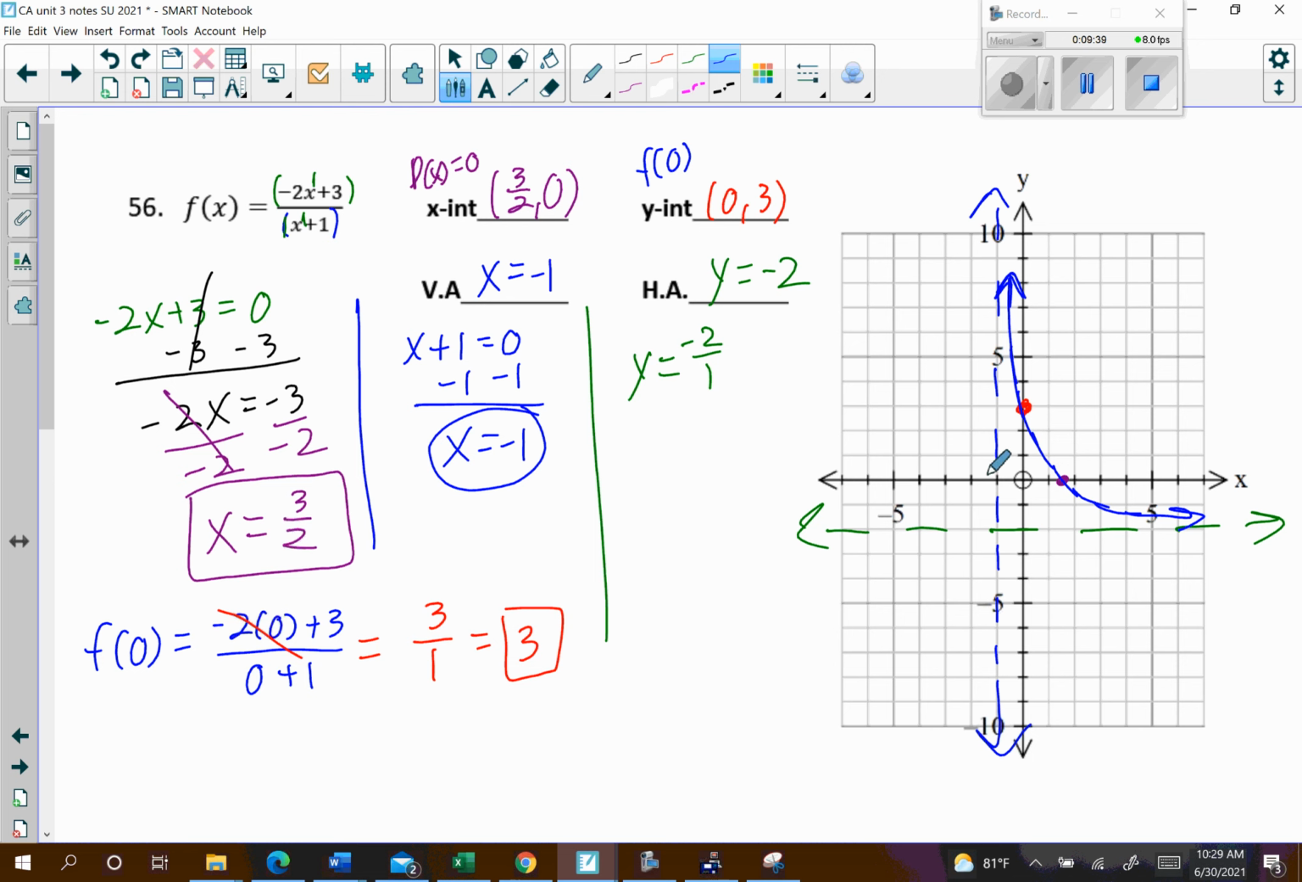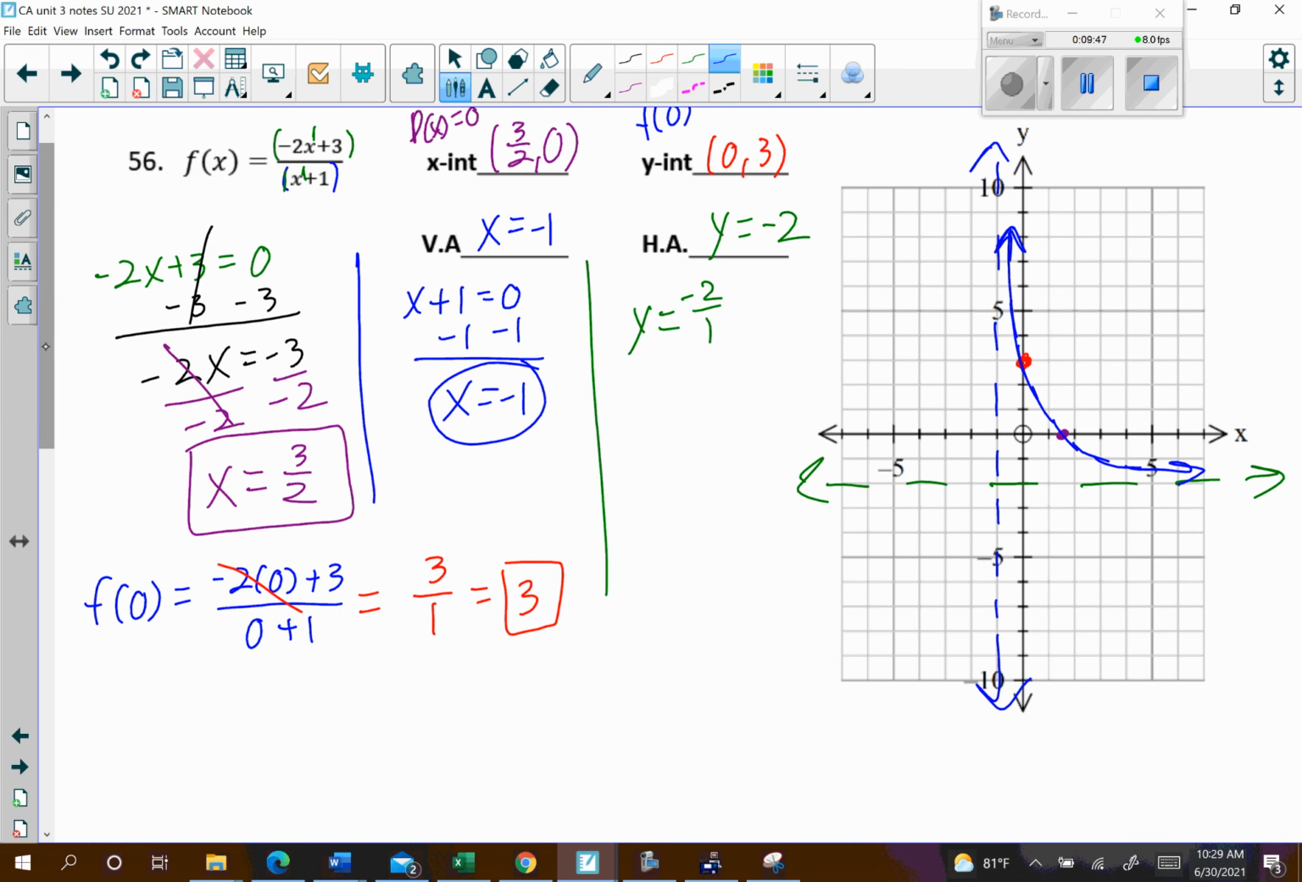We need to plug something in. So I could plug in like negative 2 or negative 3. It doesn't really matter. I'll probably plug in a couple just so we can get that practice again on how to plug values in. So let's start with f of negative 2.